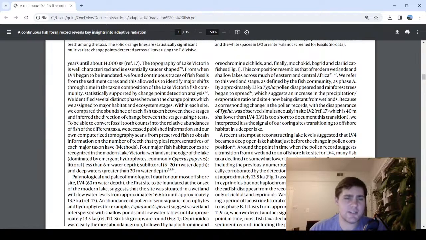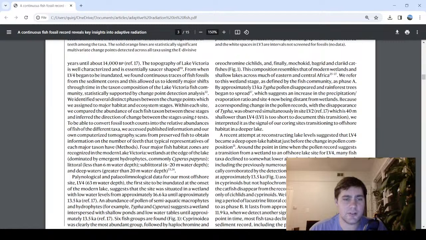To be able to convert fossil tooth counts into relative abundances of fish of different taxa, we accessed published information and our own computerized tomography scans from preserved fish to obtain information on the number of teeth that typical representatives of each major taxon have.